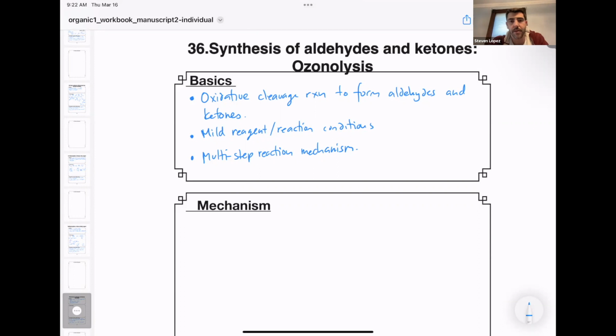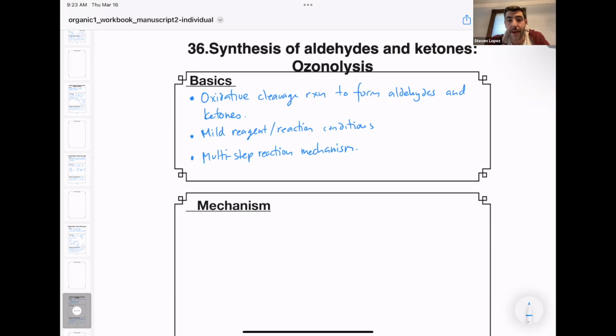In the last video, I discussed the oxidizing reagent potassium permanganate. This was a relatively harsh reagent that over-oxidized and led to the production of carboxylic acids instead of stopping at aldehydes, for example. So ozonolysis is an oxidative cleavage reaction that acts on alkenes to form both aldehydes and ketones, depending on the actual reagent. But no carboxylic acids are formed when using ozonolysis.